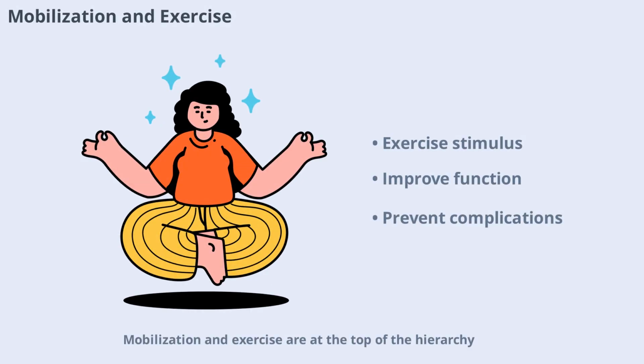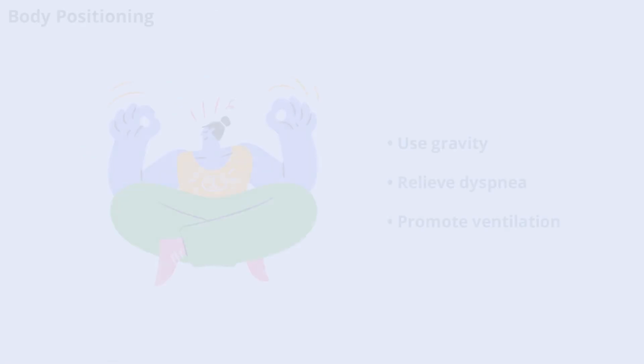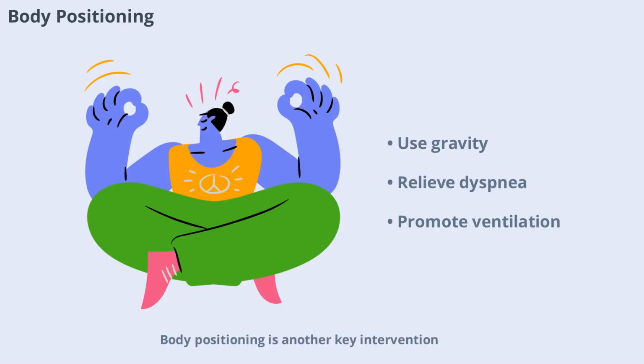Mobilization and exercise are at the top of the hierarchy. The goal is to elicit an exercise stimulus that addresses acute, long-term, or preventative effects on the steps in oxygen transport. This means getting patients moving as soon as it's safe, which can improve cardiovascular and respiratory function, prevent complications, and enhance overall recovery. Body positioning is another key intervention.